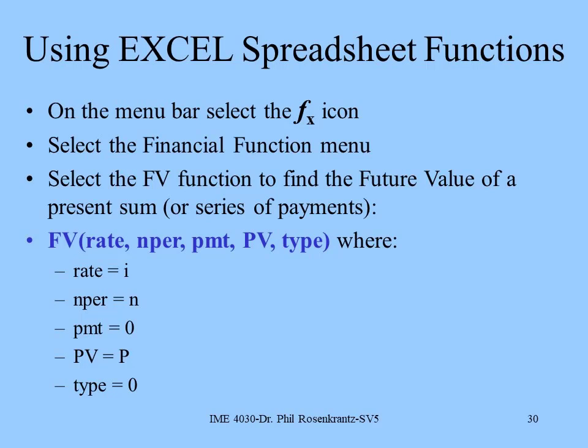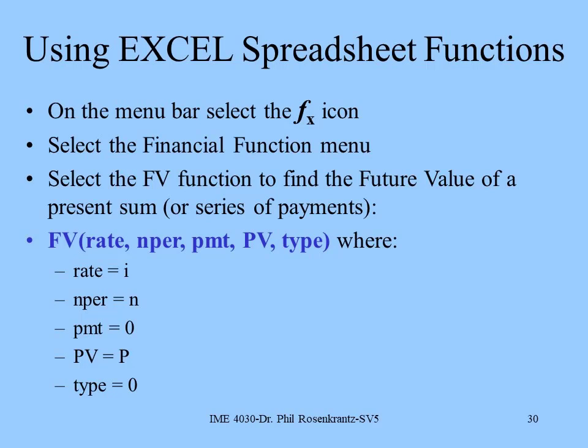The f(x) icon gets you to a menu of different function libraries, and you want to select the financial function library or menu. Then once you're there, it gives you lots of different types of financial functions to choose, and the one that's equivalent to what we've been dealing with is the FV, or future value function.